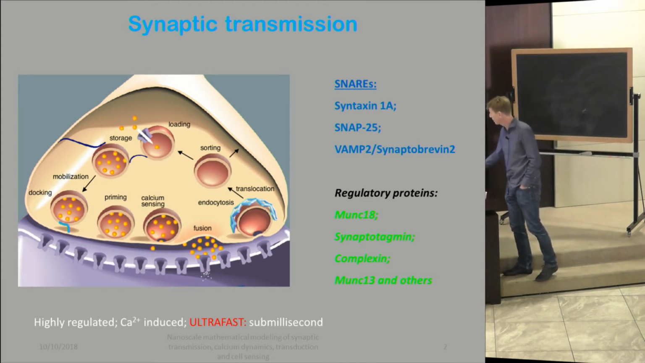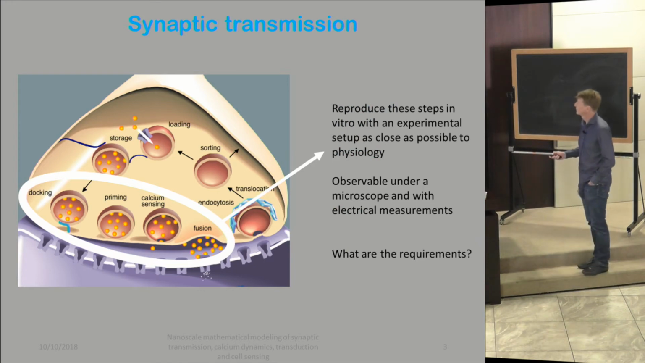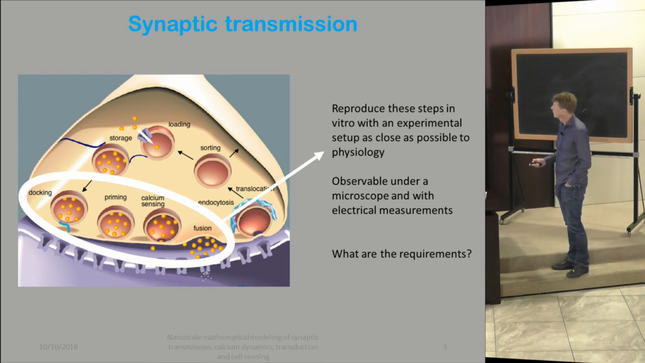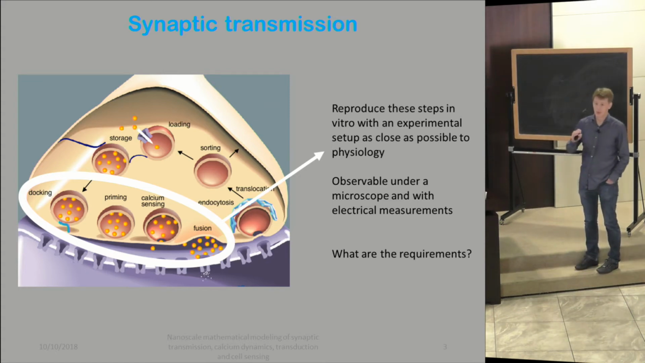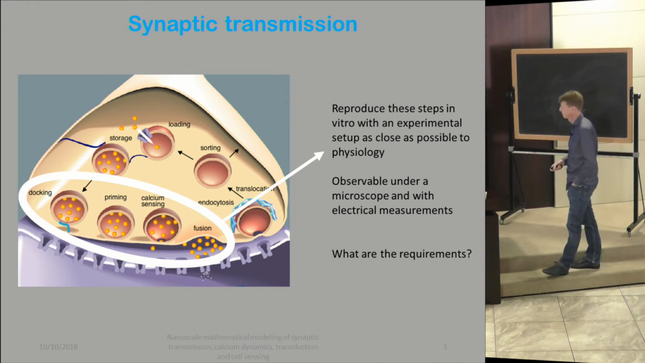So what we're going to try to recapitulate is just this part, not the recycling of the synaptic vesicles, but the docking, the priming, let's say the binding to the membrane. Then there's calcium intake that triggers fusion, and the release of the neurotransmitters. So this is exactly what we would like to recapitulate, reproduce these steps in vitro, and be as close as possible to physiology. And we want also to have this observable by microscopy and by electrical measurements.